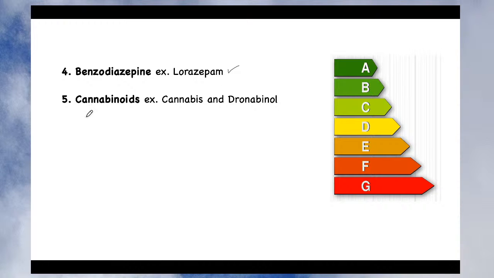Next one is the cannabinoids. Cannabinoids include cannabis and dronabinol. They show good action against nausea and vomiting.